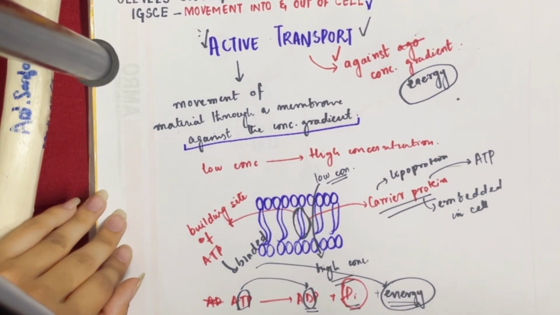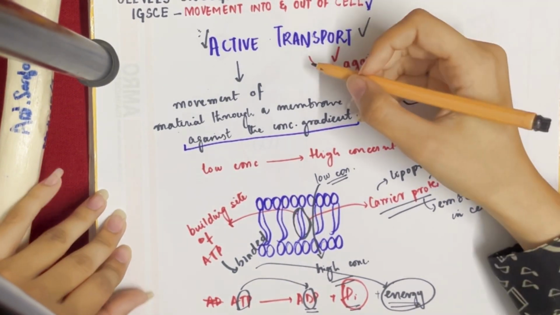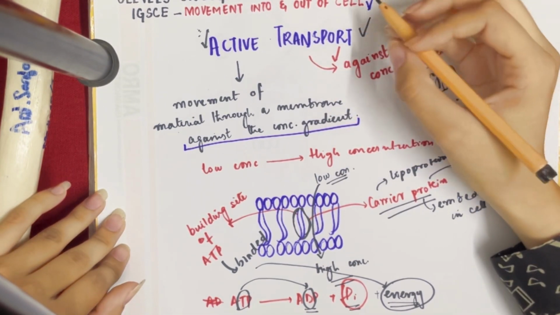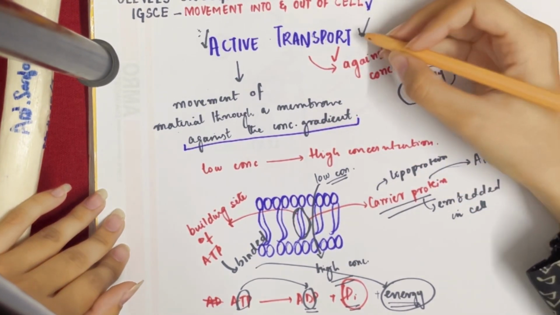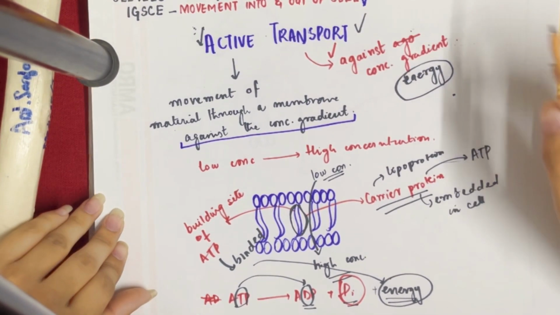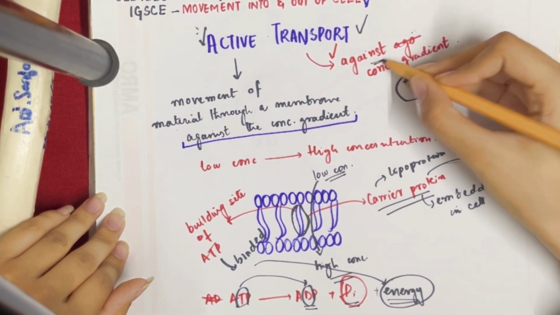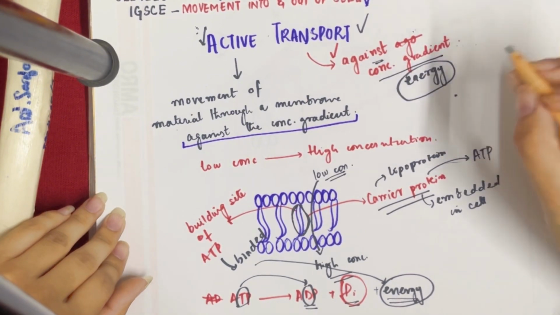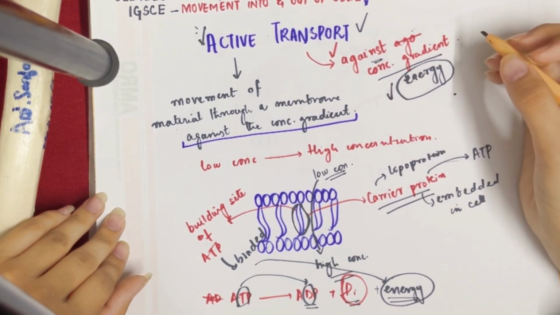Now, let's come to the third main topic for this chapter, which is active transport. Active transport is not very similar to diffusion and osmosis because of some factors. Number one factor is that it moves against the concentration gradient. And the second factor is that it requires energy.